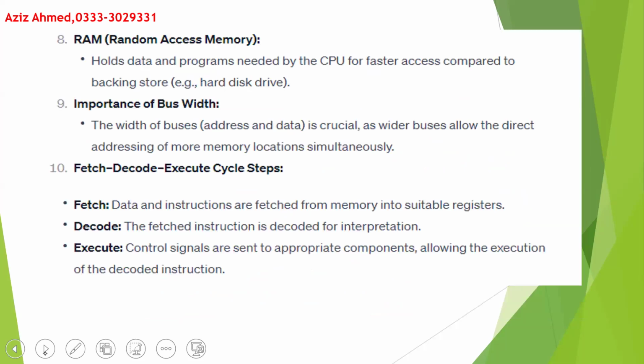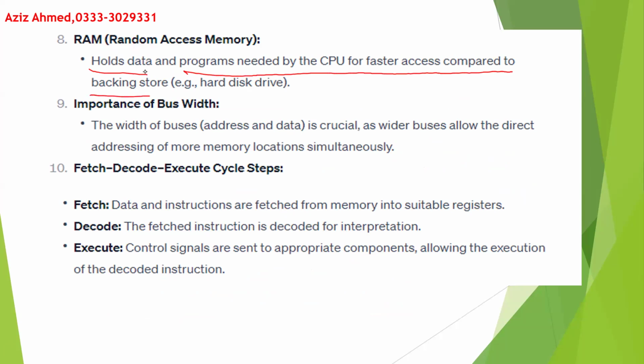Now there is also one kind of memory, that is RAM. RAM is basically temporary memory that holds data and programs needed by the CPU for faster access compared to a backing store like a hard disk. As I told you before, when you open any program, it opens in RAM.